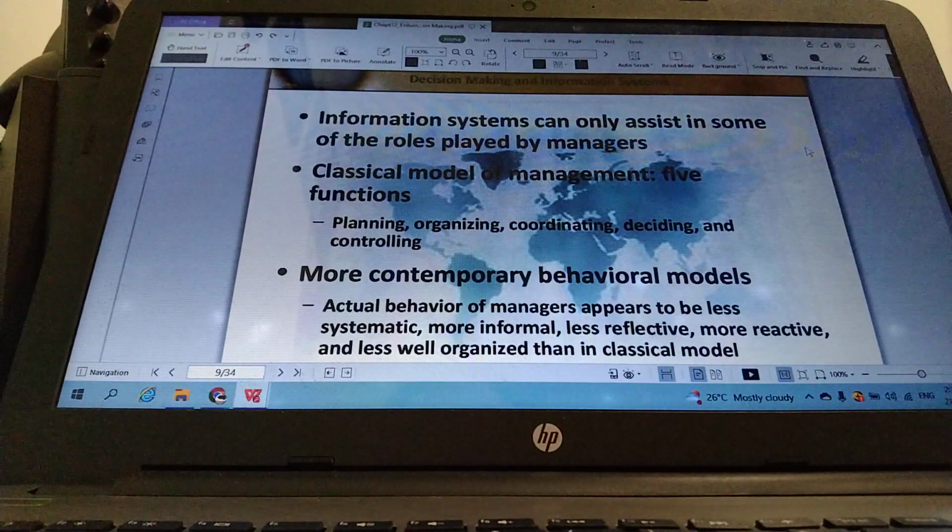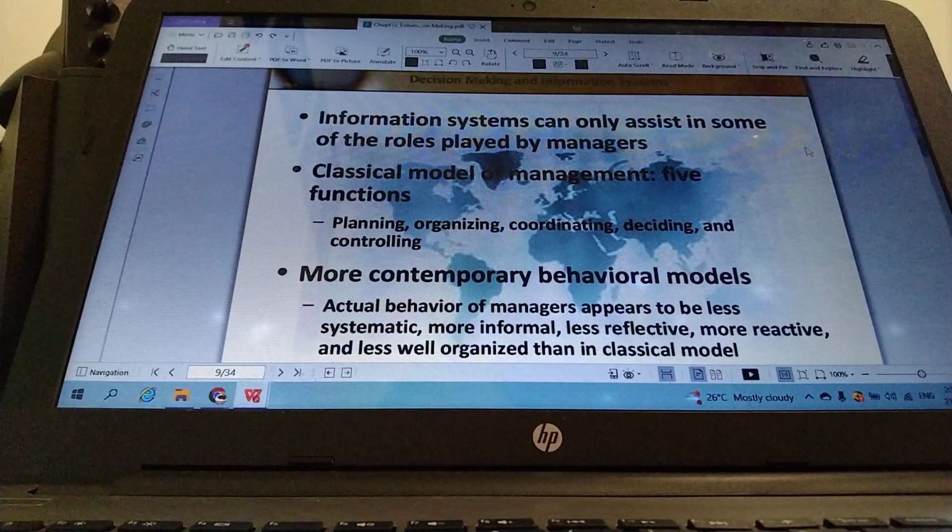Classical model of management, which consists of 5 functions. What are the 5 functions of the classical model of management? Or in other words, we can say the 5 roles of management. What the management do, in other words, they are involved in planning, organizing, coordinating, deciding, and controlling. So these are the 5 classical model of management roles and responsibilities.